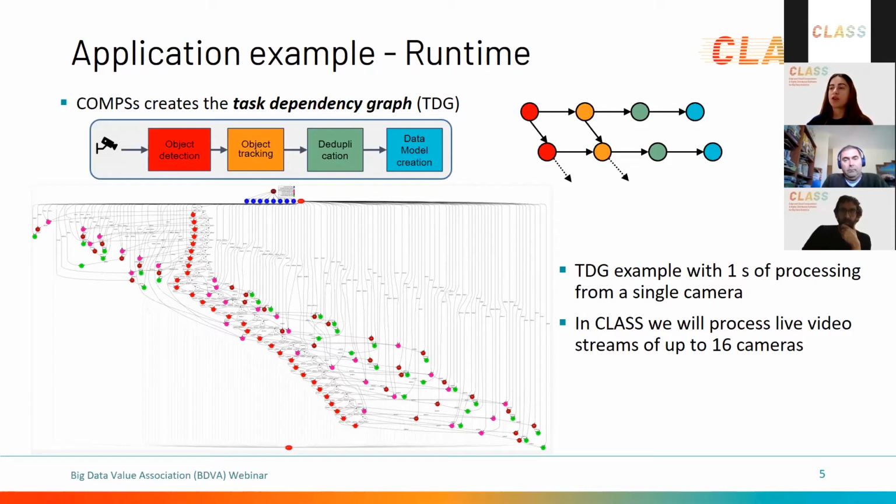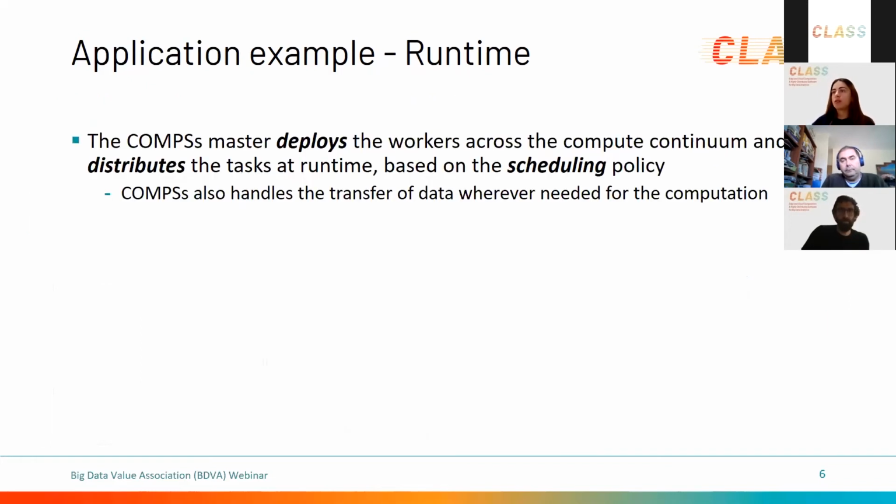So the advantage of COMPSS is that it generates all these tasks and then handles their distribution in a way transparent to the programmer. So we don't need to preoccupy ourselves with where to distribute all these tasks and how to transfer all the dependencies, all the necessary data information. This is handled in a way that is transparent to the programmer. So how does this distribution work?